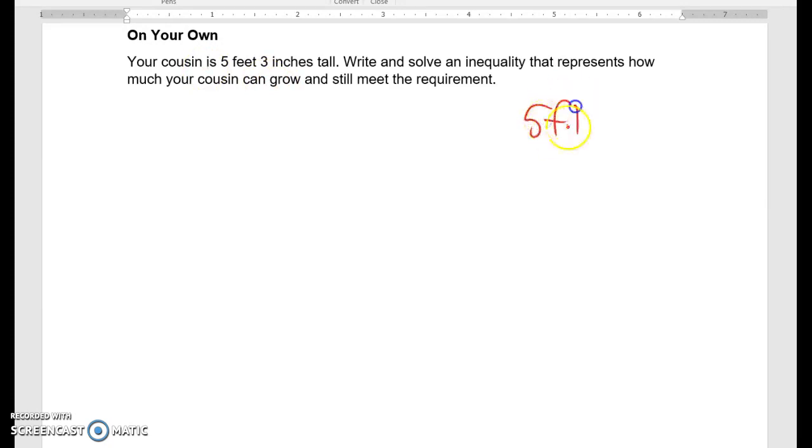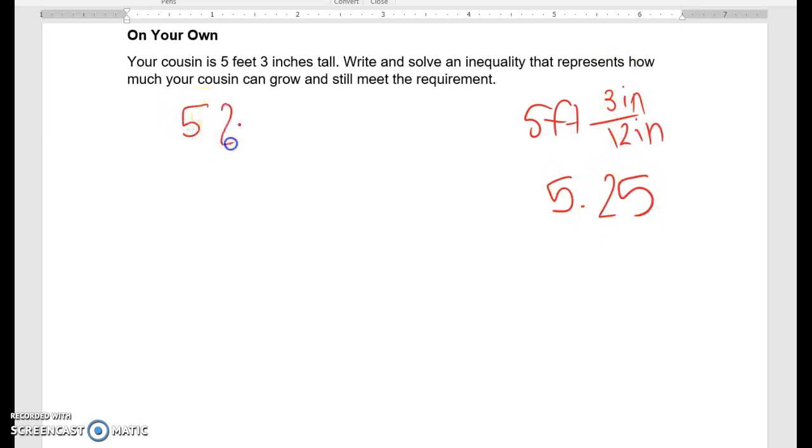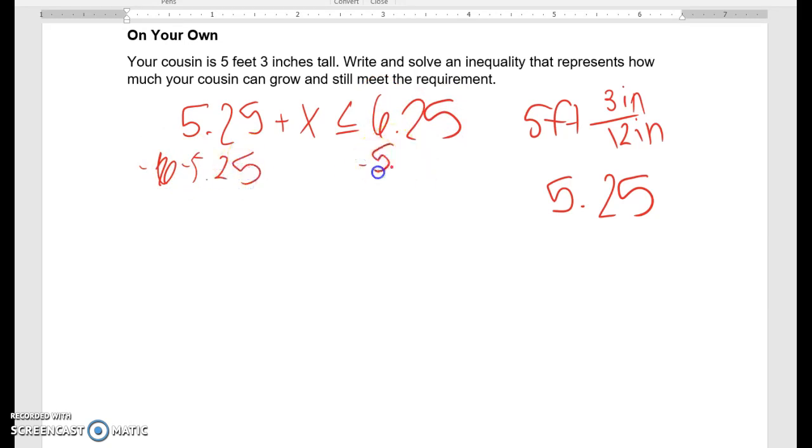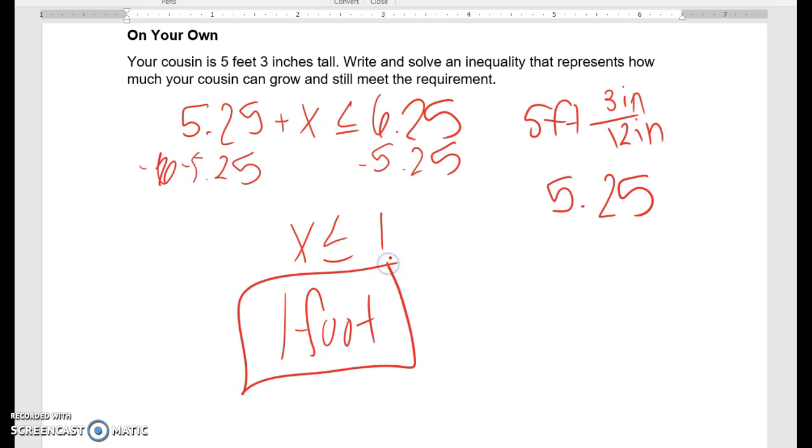So first thing I'm going to do, 5 feet 3 inches over 12 inches. 3 divided by 12 is 0.25. So if you are 5.25, how many more inches you can grow? That's represented by x, but it has to be less than or equal to 6.25. I'm going to figure out how many more inches I could grow. So I'm going to solve this inequality, and that will give you 1. And 1 is just the same thing as saying 1 foot.